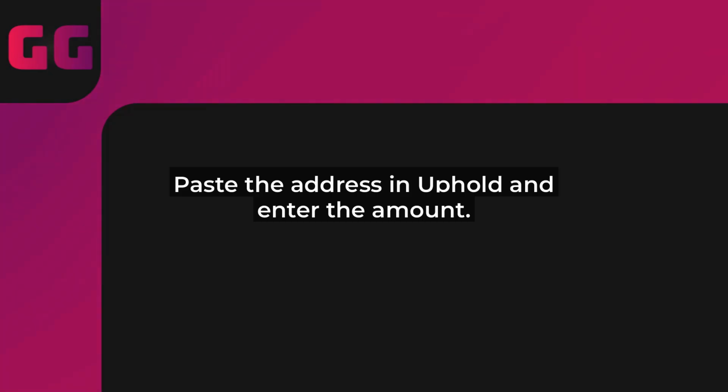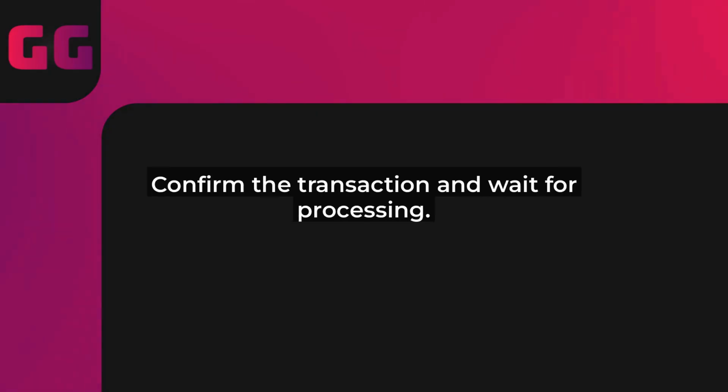Step 4. Back in Uphold, paste the Gemini USDC address into the recipient field. Enter the amount you want to withdraw, making sure it meets the minimum requirements. Review everything, then hit Confirm. You'll likely need to approve this via email or two-factor authentication for security.